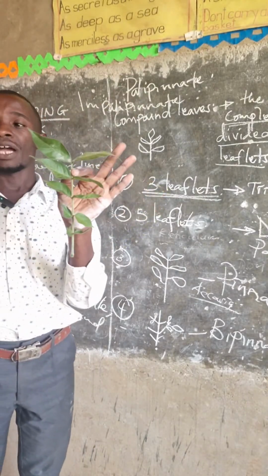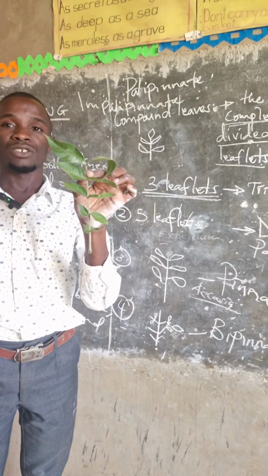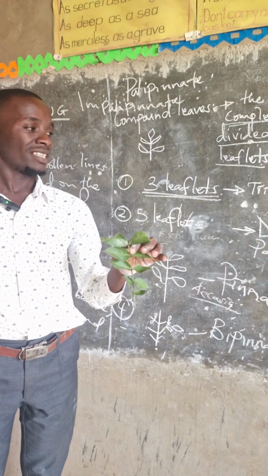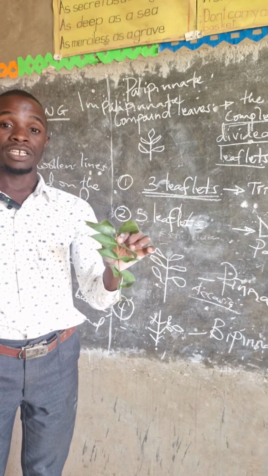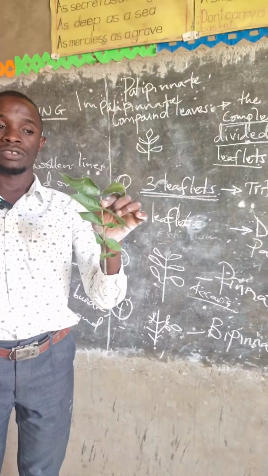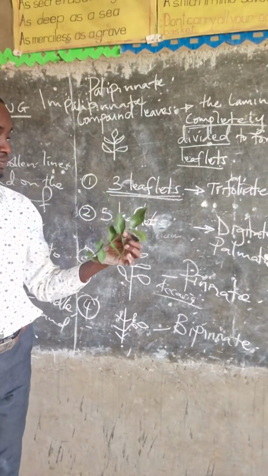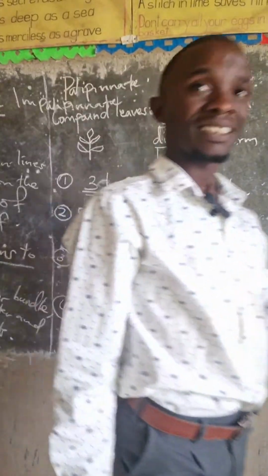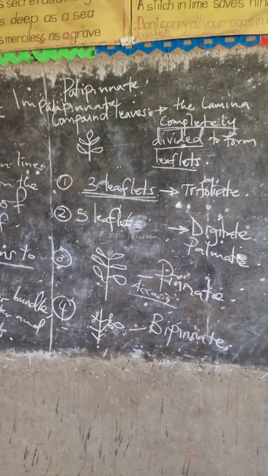For details, you can look at Google. Google will provide them well, or WhatsApp AI, and get more description about these ones. If you have any question about these types of leaves, please ask.